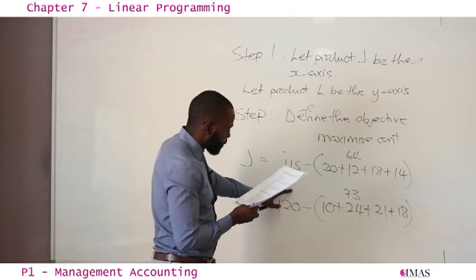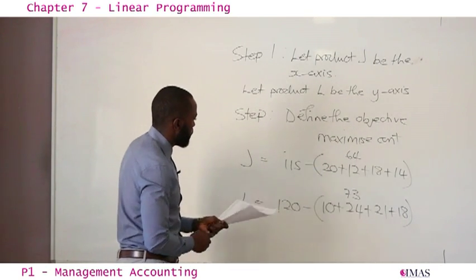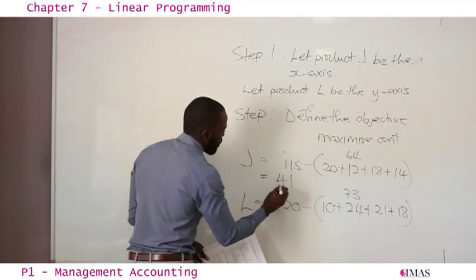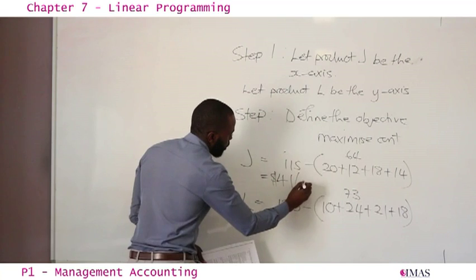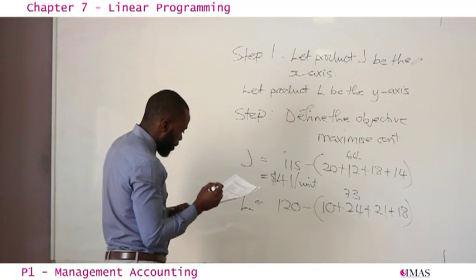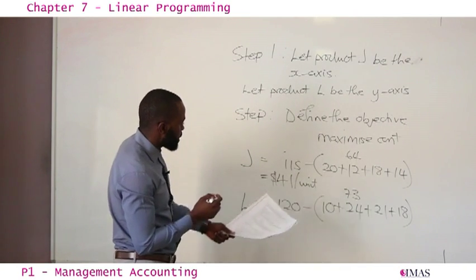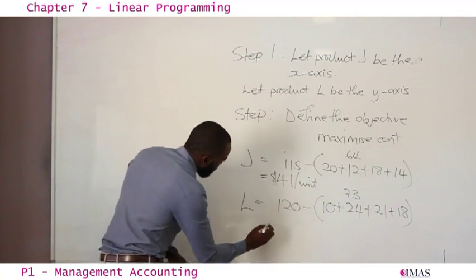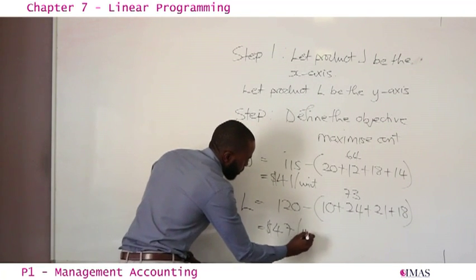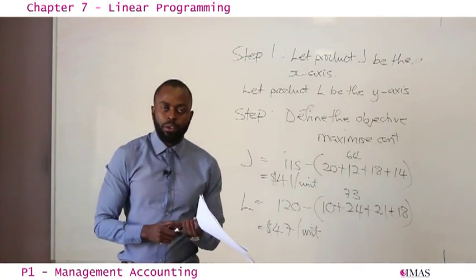So we take our 115 minus 64, we get 41. That's the contribution, so $41 per unit. We'll do the same thing for L. 120 minus 73, that will be $47 per unit.